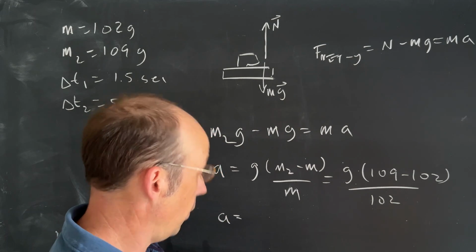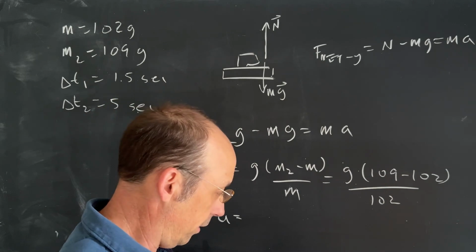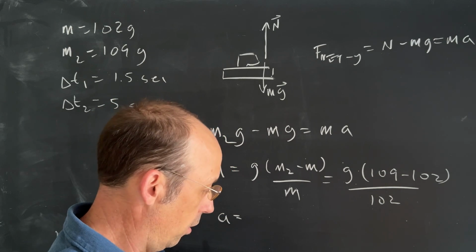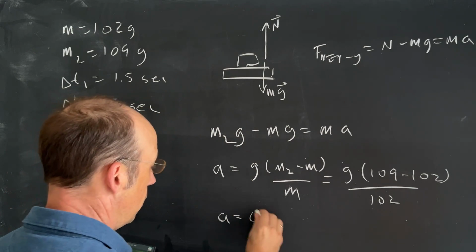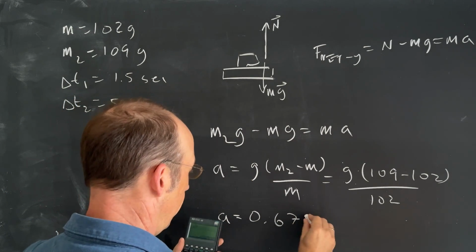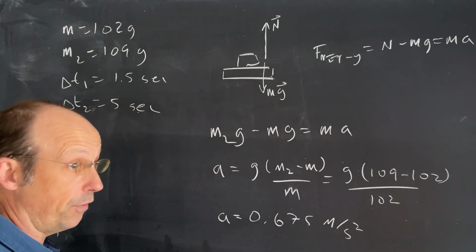So I have g as 9.8, and then I have that 7 times 102 divided by, and I get 0.675 meters per second squared. So that's the acceleration that is moving up.